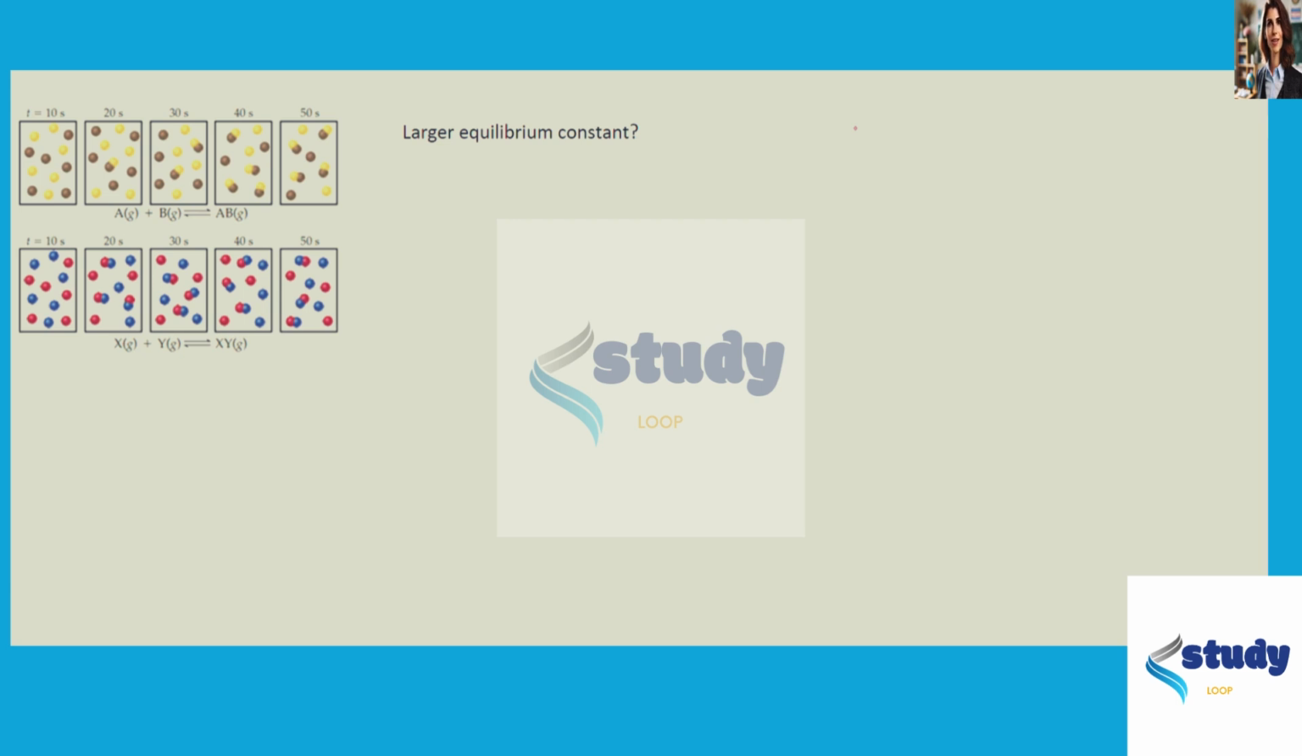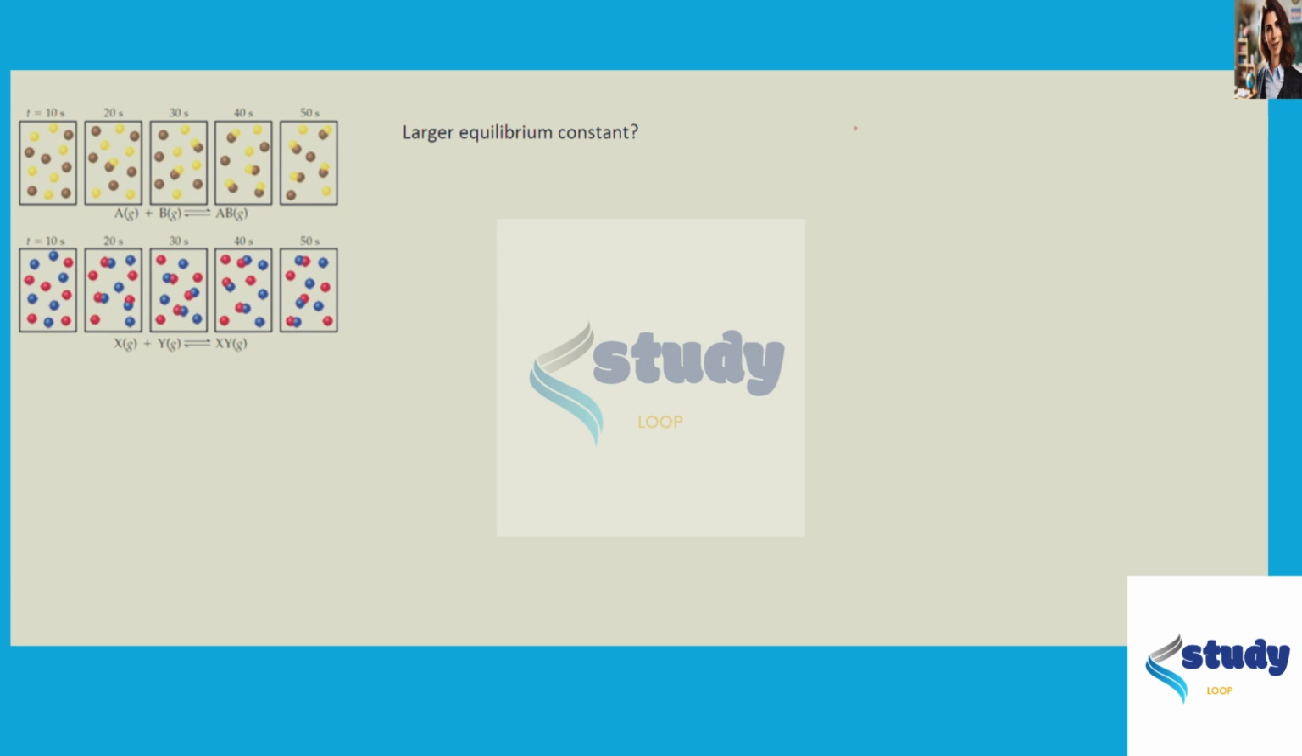For this problem, we are asked to look at two different reactions and determine which one has the larger equilibrium constant. At first, there seems to be a lot going on here, so let's look at the reactions one at a time. In the top reaction, you can see that all of the spheres start separated, so we have A and B separately. Let's let the yellow dots be A and the brown dots be B.